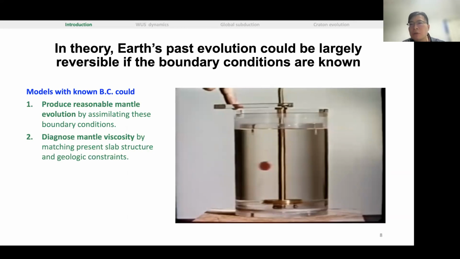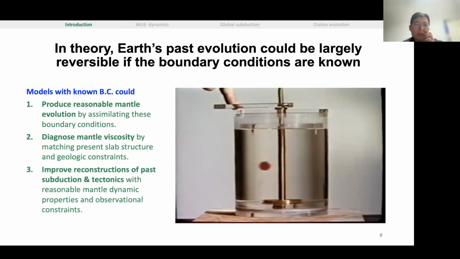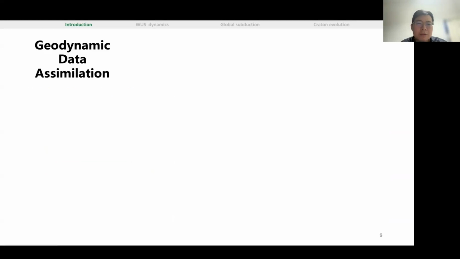You can do other things, of course. If you know the boundary condition and you know other constraints, you can diagnose or constrain the mantle properties such as viscosity or density, etc. I will not have time to talk about all these, but if you design this experiment properly, you can also use this whole theory or process to further improve the plate reconstructions. We know there are a lot of uncertainties in plate reconstructions and tectonic mechanisms, so these things can also be treated using data simulation models.